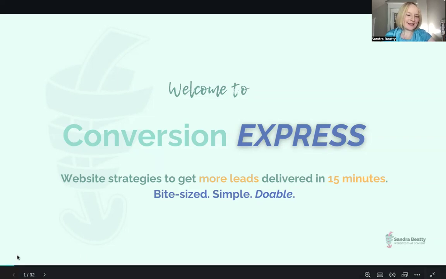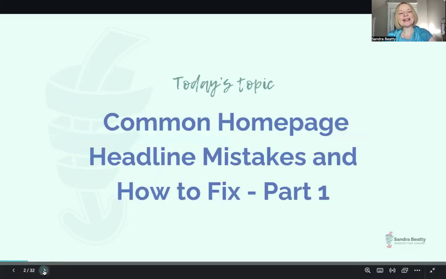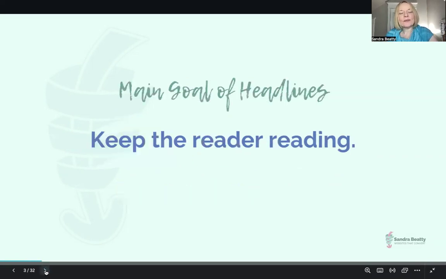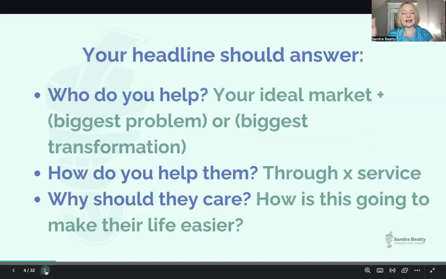Today's topic: we're going to talk about common homepage headline mistakes and how to fix them. This is part one of this tutorial. I want to remind you that the main goal of headlines is to keep the reader reading. You know what it's like. You're looking at a newspaper or magazine, you read the headline, and it either interests you or it doesn't. So we want your headlines on your website to grab their attention so they'll keep reading.